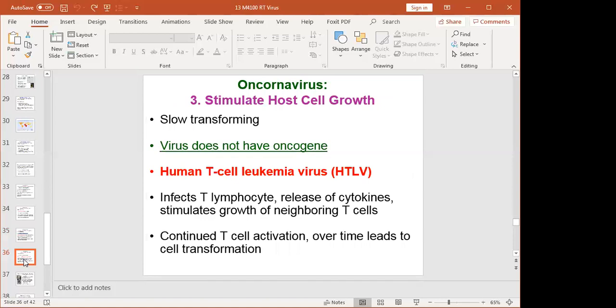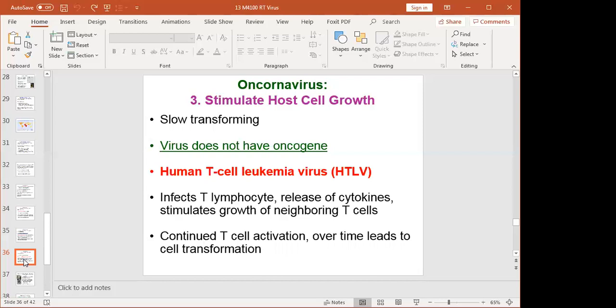The third mechanism by which oncoviruses cause cancer is by stimulating host cell growth factors. This is again a slow transforming process, and the virus does not have an oncogene. An example would be HTLV, which we just talked about, human T-cell leukemia virus, that infects T lymphocytes.